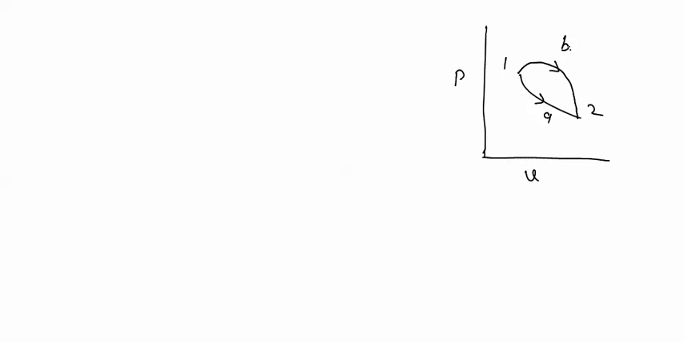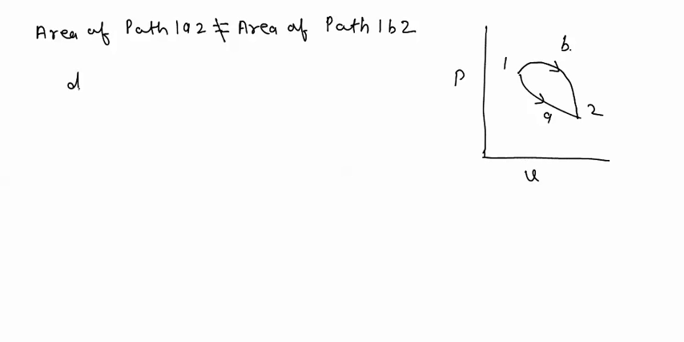And if we see, the area of path 1A2 is never equal to the area of path 1B2. It means the work done in the process 1A2 is never equal to the work done in 1B2.